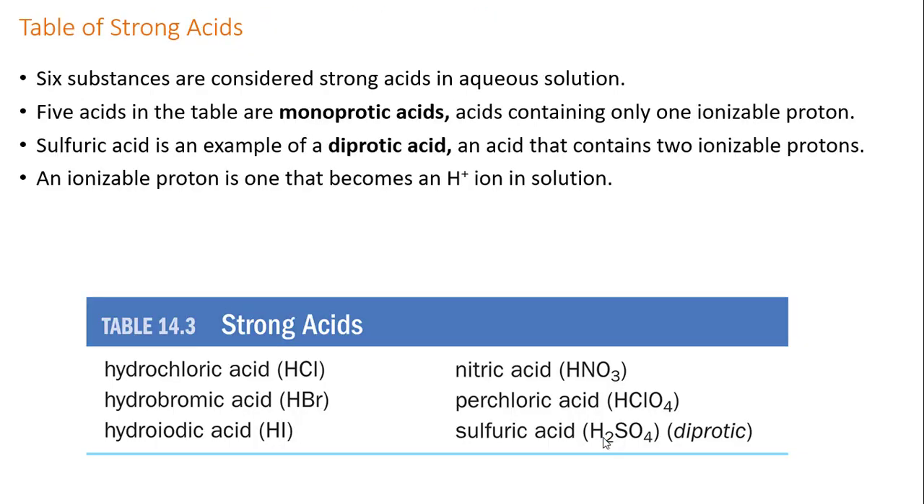There are 6 substances that are considered strong acids. Here's the list of them. We have hydrochloric acid, hydrobromic acid, hydroiodic acid, nitric acid, perchloric acid, and sulfuric acid. Notice this is diprotic. I'll talk about that in a minute. These are the 6 strong acids. That means that only these 6 are considered strong. They completely dissociate into ions in aqueous solution. If you are asked about an acid that is not one of these 6, it's a weak acid.